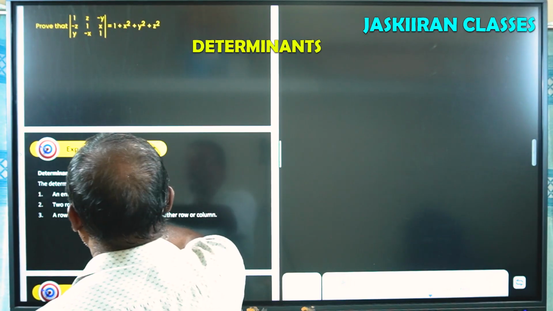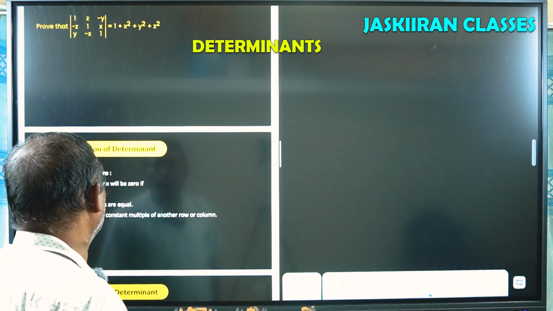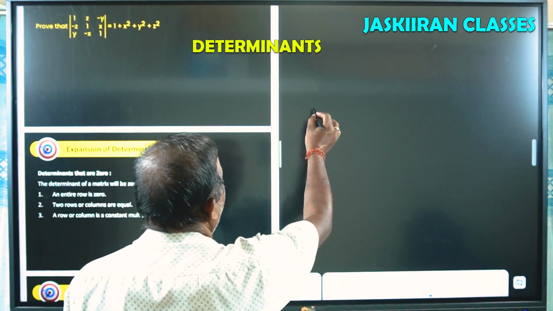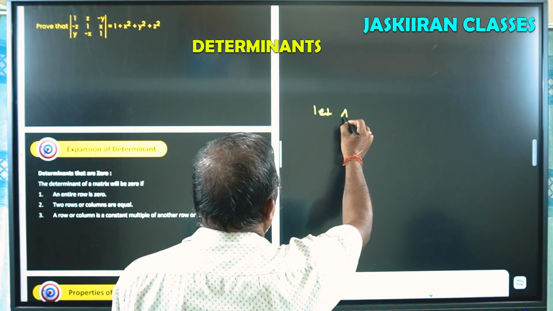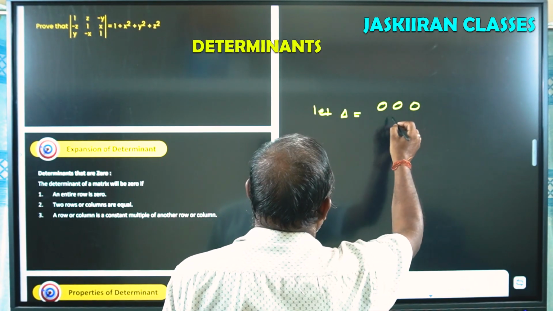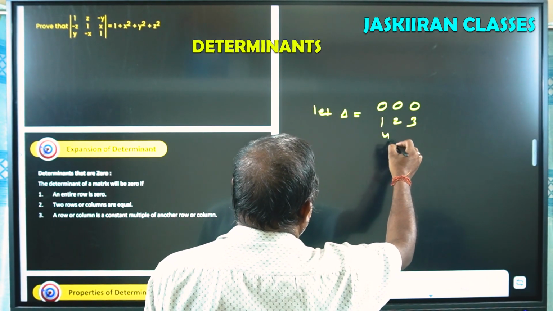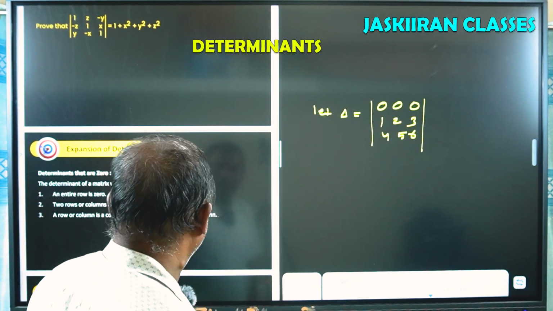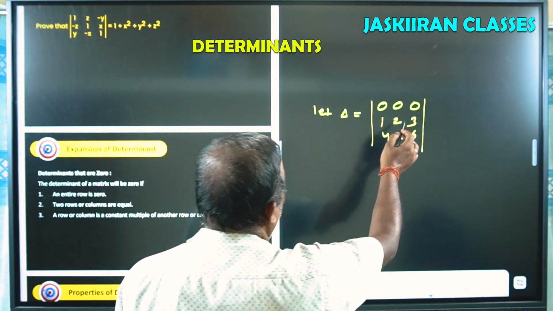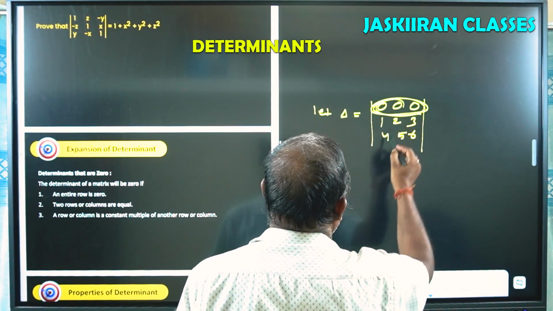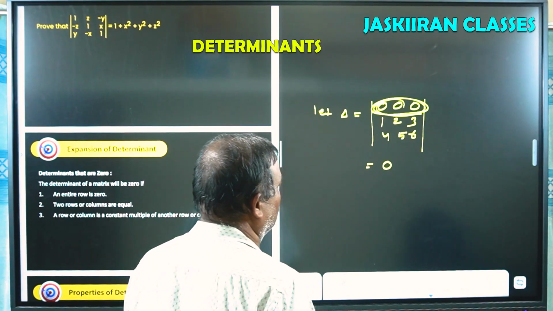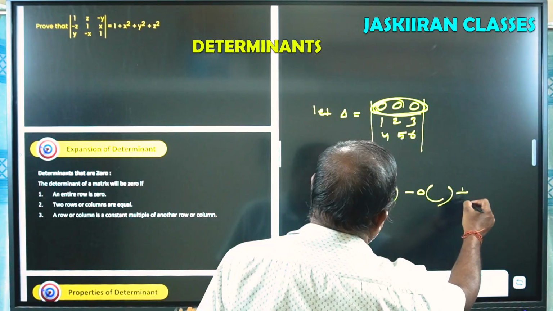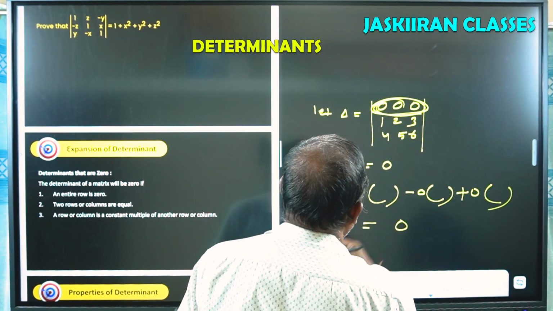Given that the determinant is 0: the determinant of a matrix will be 0 if an entire row is 0. So here, del is equal to the matrix with rows 0, 0, 0; 1, 2, 3; 4, 5, 6. Given that one row or one column is 0, the determinant is equal to 0. Why is it 0? Because 0 into expanding, then minus 0 into expanding, plus 0 into something, so that is equal to 0.